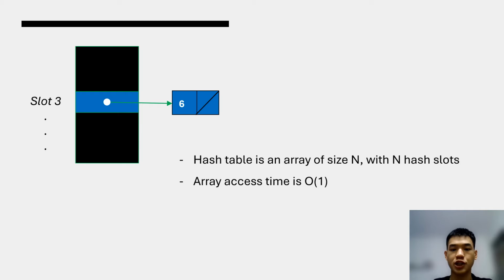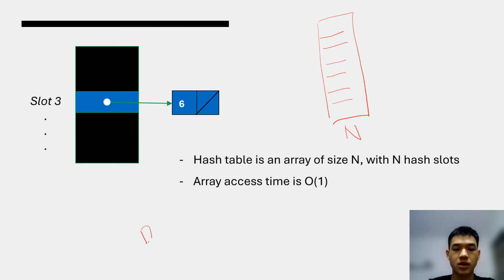This is because a hash table is actually an array where we have something like this. So if your hash table is size n, and you have n slots, then this is essentially an array. So we know that the access time of an array is O(1), and that is why an access of a hash table is much faster than a linked list, where for a linked list, you need to traverse each individual node.